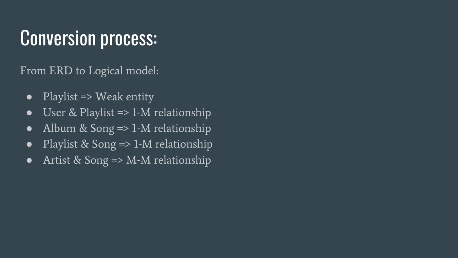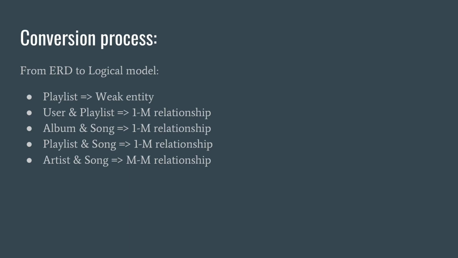So next, let's check if there are any 1 to M relationships in the ERD. So yes, we have three 1 to M relationships: user and playlist, album and songs, as well as playlist and songs. For example, one user might have many playlists. So every 1 to M relationship becomes a foreign key.